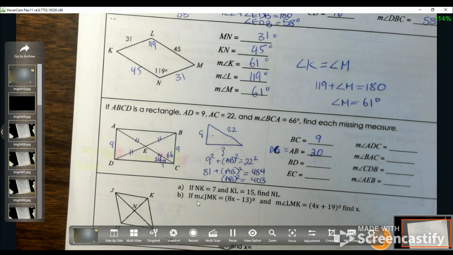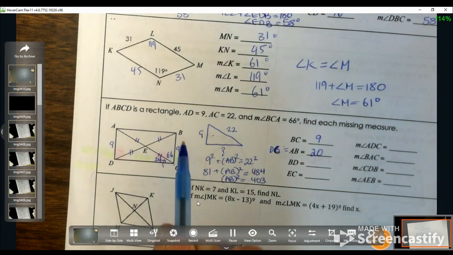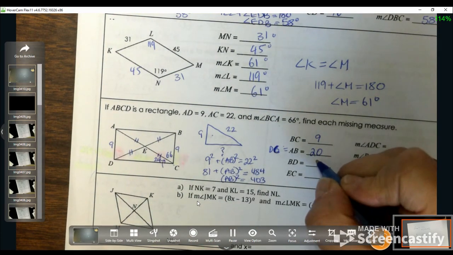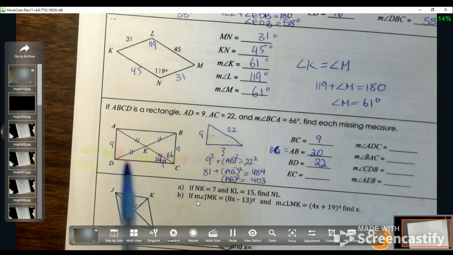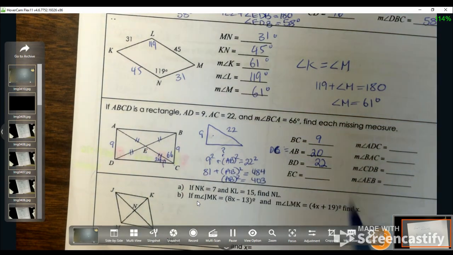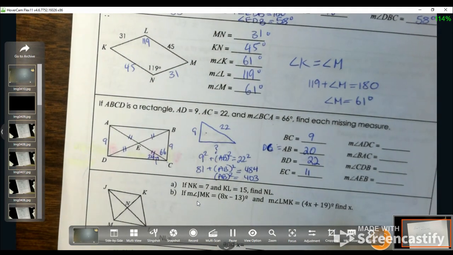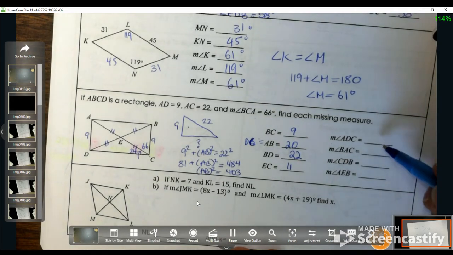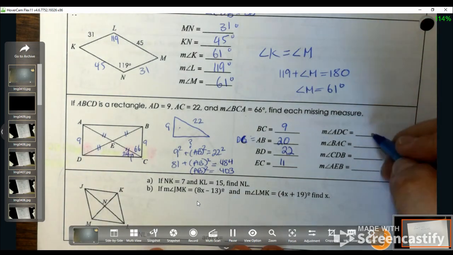Okay. BD is equal to 9. BD is equal to 22. EC is equal to 11. And those are the sides that we needed to find. Now let's find ADC. ADC, of course, is 90 degrees.